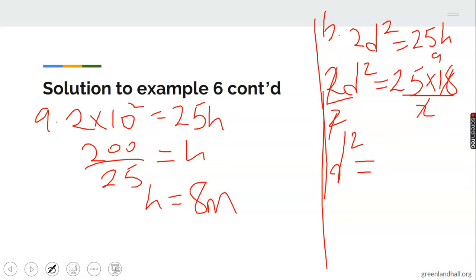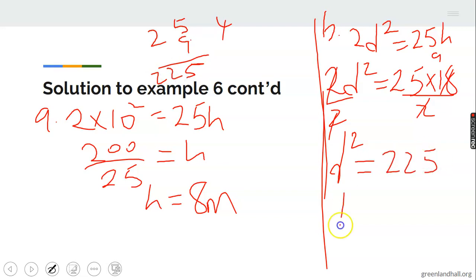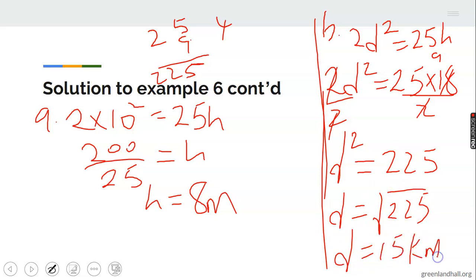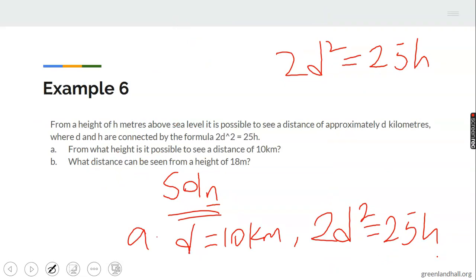25 multiplied by 9. That will be 5 times 9 is 45, and 4 times 18 gives 180 plus 45. That will be 225. So the square root of 225 will be 15. That is d equals 15 kilometers, because d is in kilometers. Right?